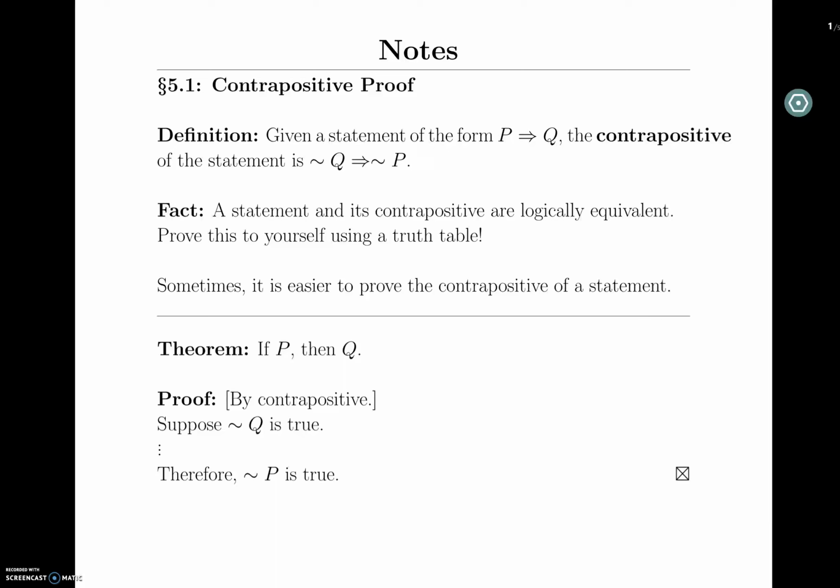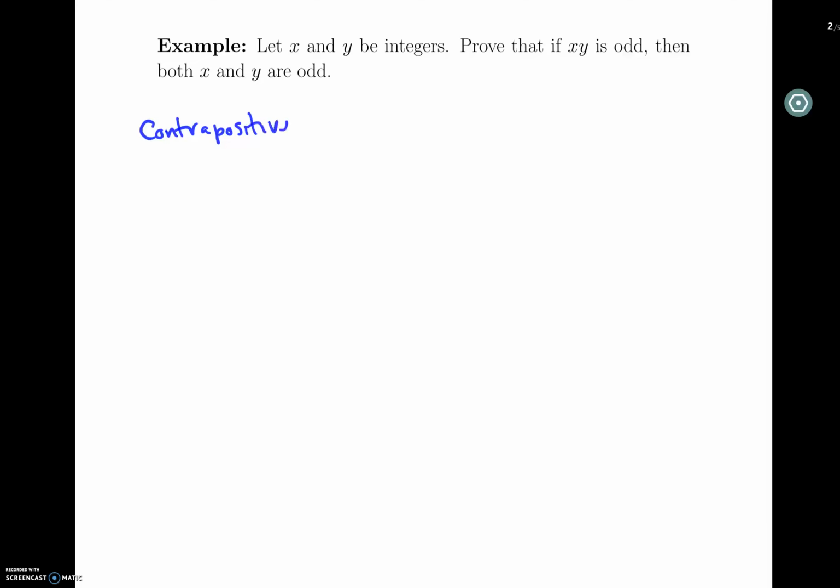We're going to let x and y be integers, and we'll prove that if xy is odd, then both x and y are odd. So let's begin by taking a moment and writing out the contrapositive. The contrapositive of this statement would be: if x or y is even, then xy is even.